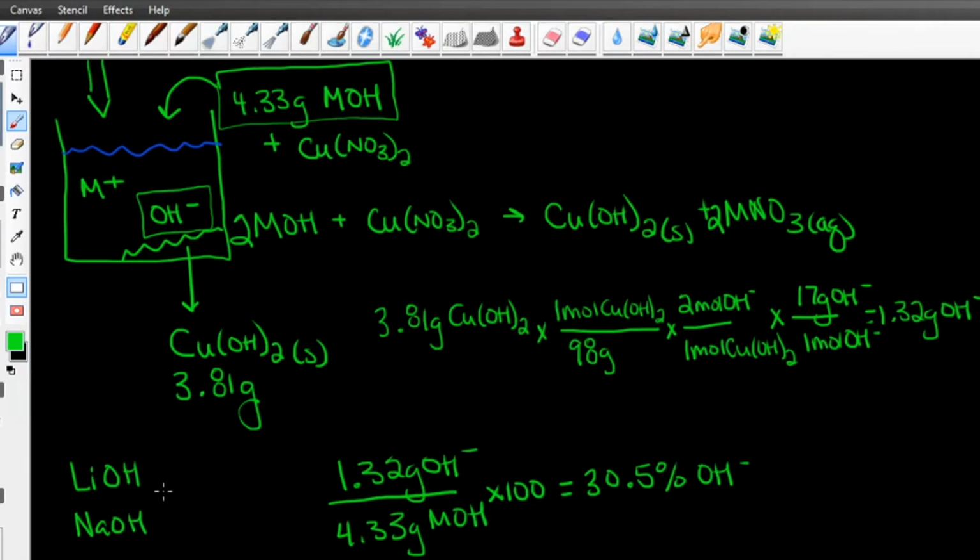Okay, so compare this 30.5% hydroxide to the percentage of hydroxide in each of these. If we were to look at lithium hydroxide, the percent of hydroxide would be the mass of the hydroxide, 17 grams, over the total, 17 plus 7, over 24 grams, times 100.